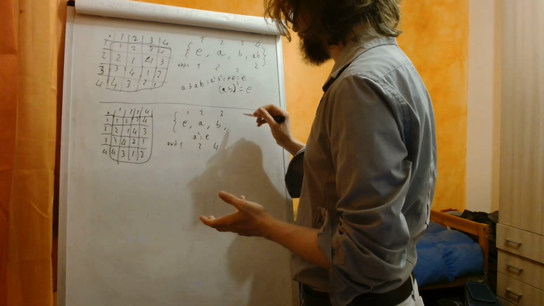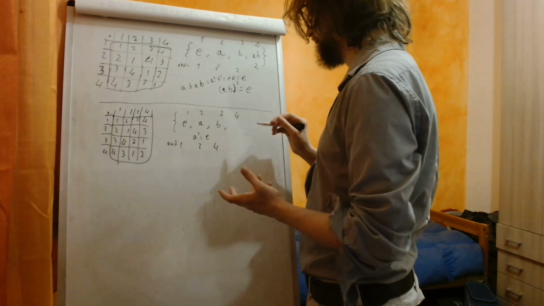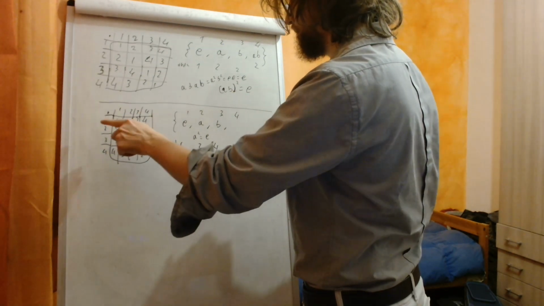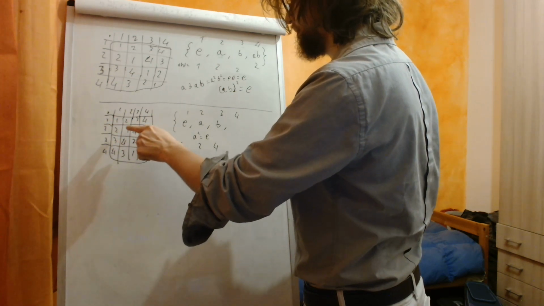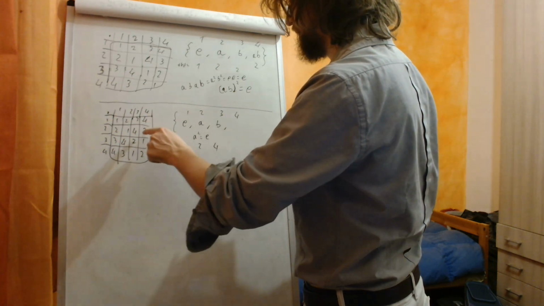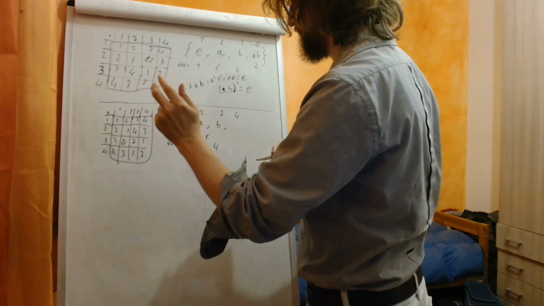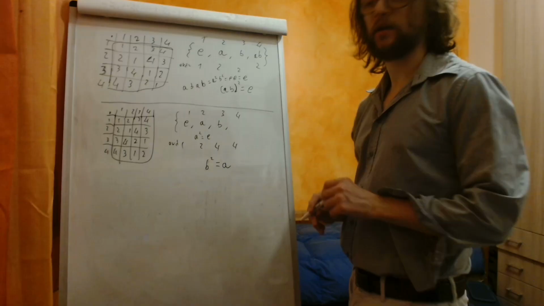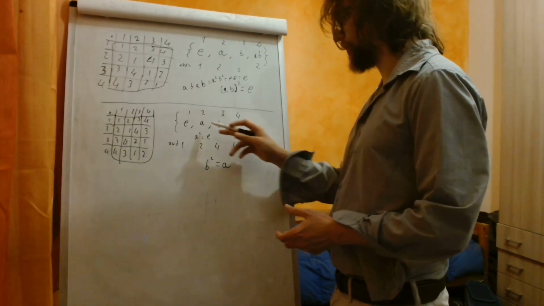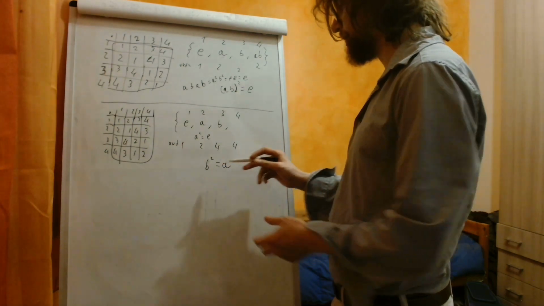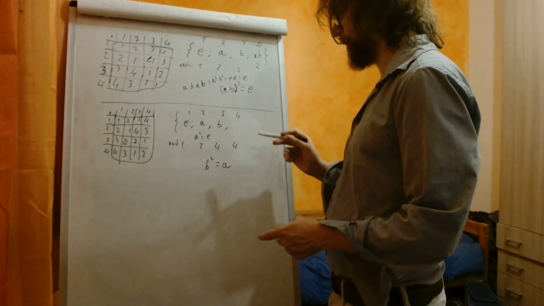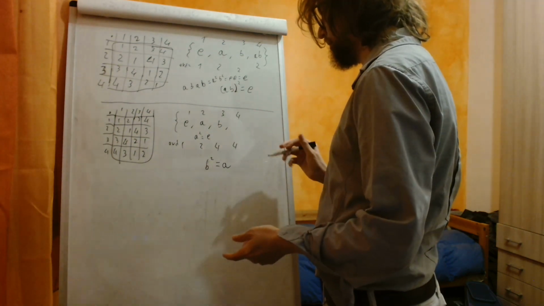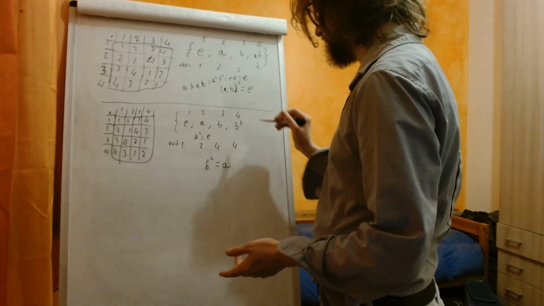And the other element, which corresponds to 4, what's its order? 4 times 4 is 2. 2 times 4 is 3. 3 times 4 is 1. So it has order 4. Now this element, which combination of A and B is it? B squared is A, so it can't be B squared, and it can't be A squared because that's the identity element E, so it would be B cubed.